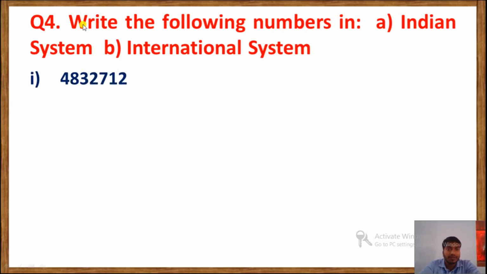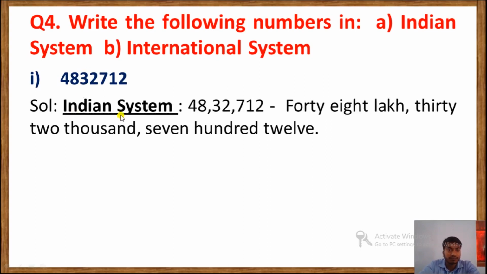Okay, now here we have question number 4. Write the following numbers in Indian system and international system. So we have to use both the systems, and we have to write the name of the given numeral. So first, Indian system. According to Indian system, we will separate them. Okay, so ones, tens, 100, comma, then 1,000, 10,000, comma, lakh, 10 lakh. So this is 48 lakh, then 32,000, then 712. This is according to Indian system.